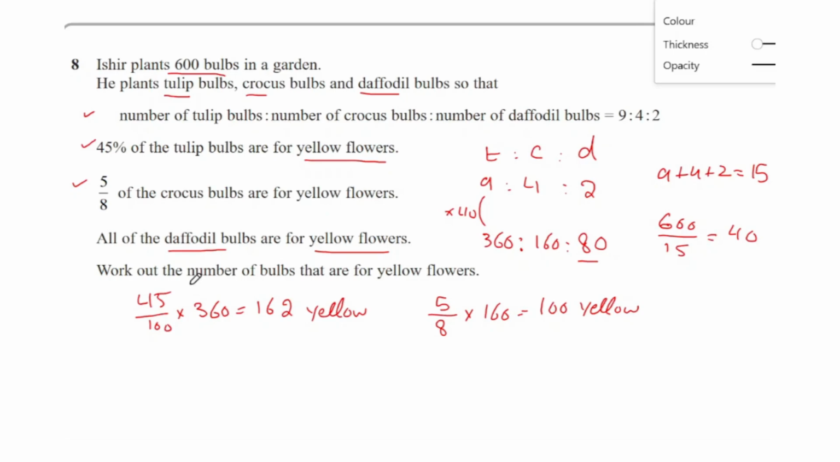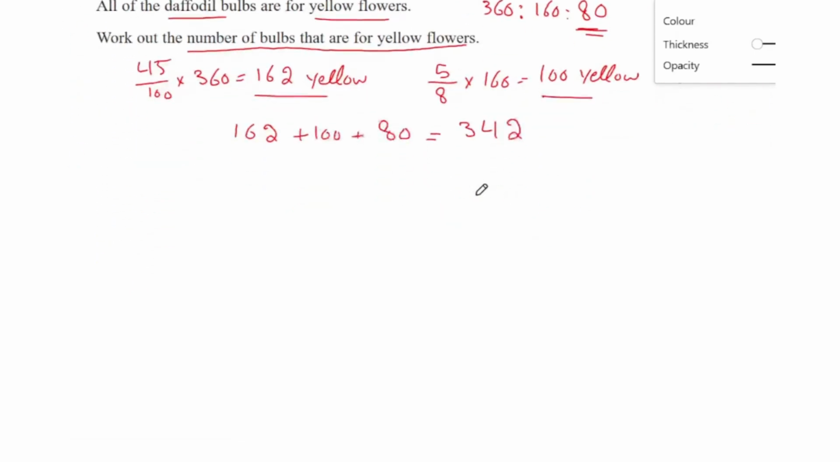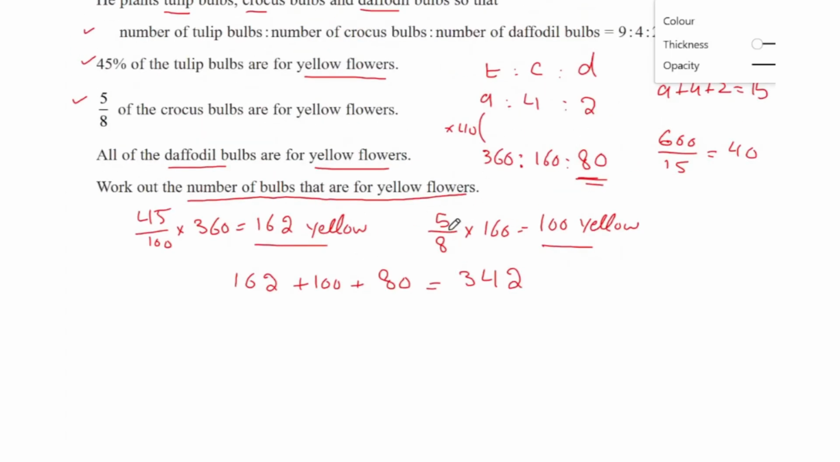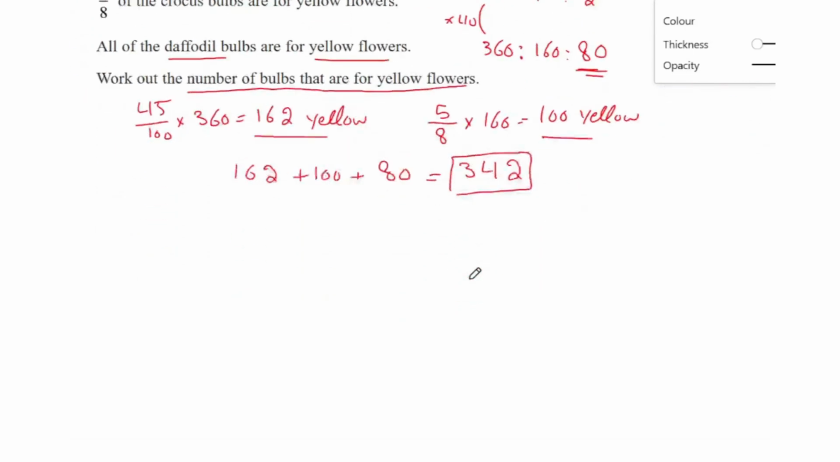What we're looking for now is the number of bulbs that are for yellow flowers. So how many are there? 162, 100, and 80. Simply what we're going to do is add them. 162 plus 100 plus 80. You are allowed to use a calculator and you'll get 342. So the total is 342. Oh my gosh, this is a 5-mark question. So you can easily achieve 5 marks, and up to here, if you have done 8 questions so far without any mistake, you can easily get 28 marks up to here.